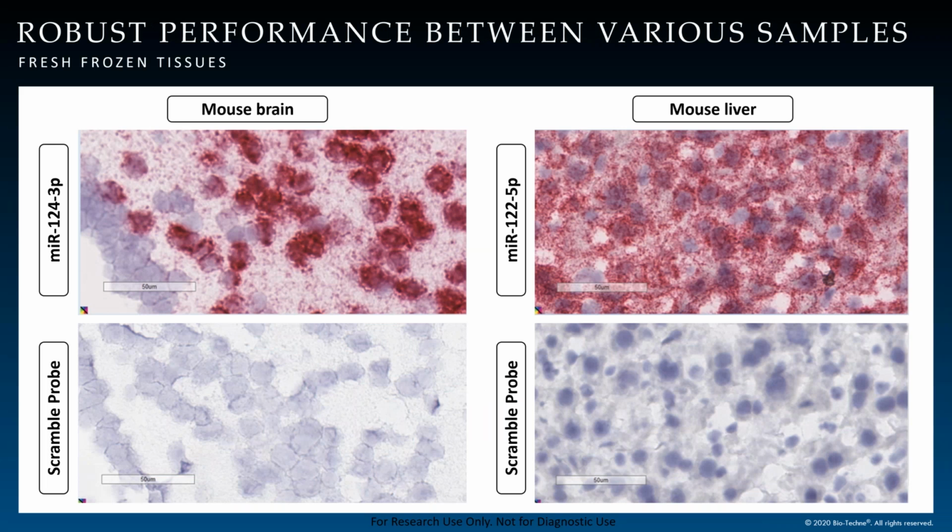Similar detection robustness with fresh frozen tissue is demonstrated here. In the left column, miR-124-3p is stained in the fresh frozen mouse brain tissue with abundant signals similar to what we saw with the FFPE tissue. Here the scramble probe is used for the negative control to demonstrate assay specificity with no background detected. In the right column is another example of fresh frozen tissue, but stained with miR-122-5p in the mouse liver, showing robust detection of the target, and no background is detected with the scramble negative control.